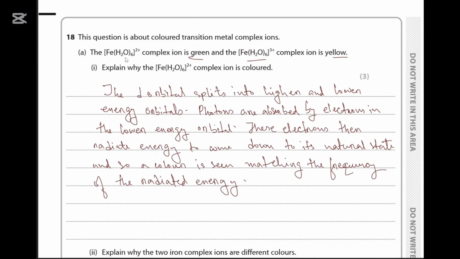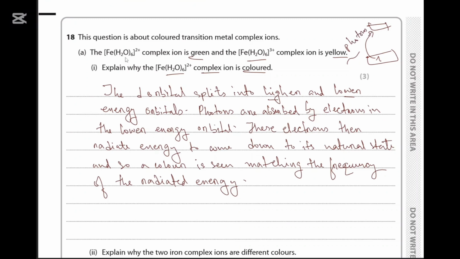So this ligand complex ion is colored because iron 2 plus has an unfilled d orbital. That d orbital splits into two different energy levels, one higher in energy and one lower. The electrons in the lower energy orbital absorb photons of light and gain energy, and then they can jump from the lower energy orbital to the higher energy orbital. So electrons from here can jump to here by absorbing photons.